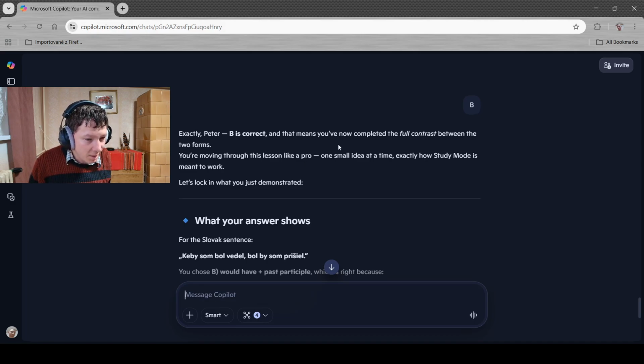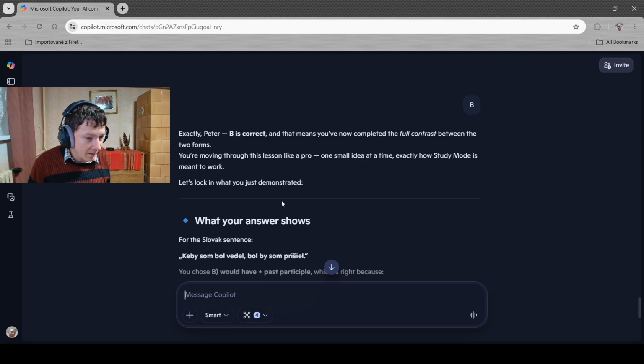And that means you've now completed the full contrast between the two forms. You're moving through this lesson like a pro, one small idea at a time, exactly how study mode is meant to work. Let's log in what you just demonstrated.